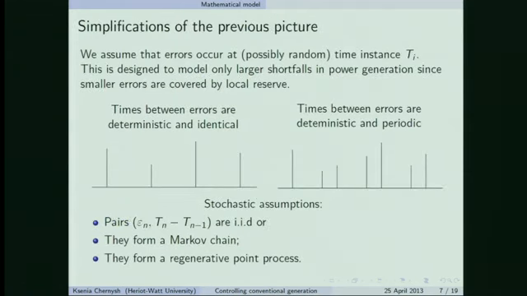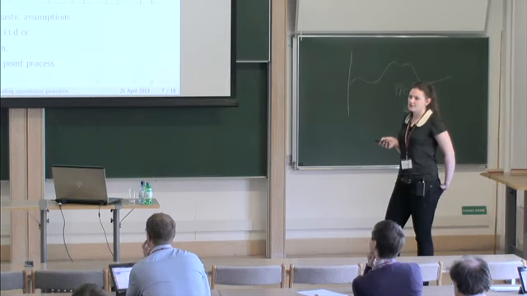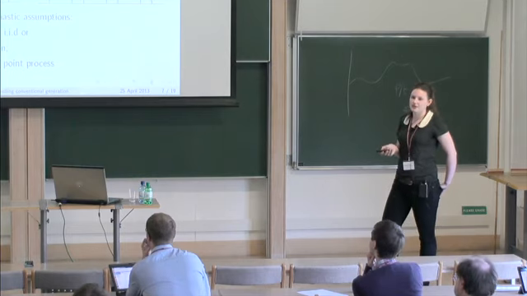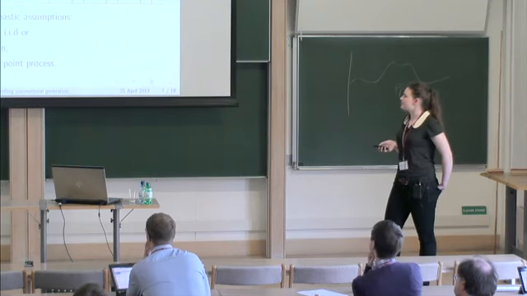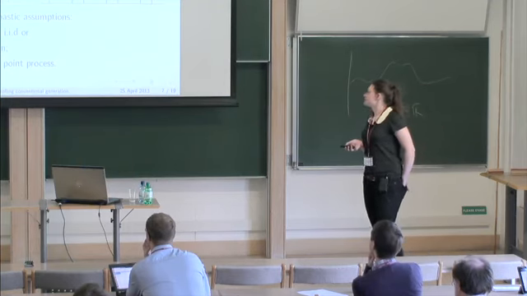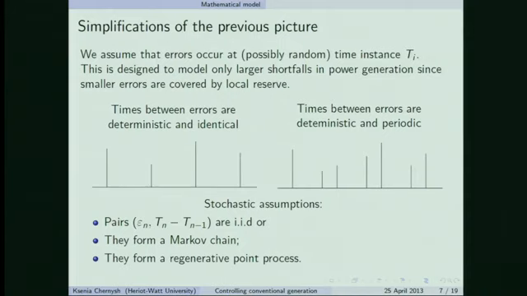We are trying to model the previous picture with these shortfalls. How are we trying to do it? For example, we can take the most simple thing that comes to our mind: at every time ti there is a shortfall, and these shortfalls are of course random variables, and they are all independent and identically distributed. And here is this picture. Also, we may try to model it like the errors happen at some periodic time, and this is this picture.